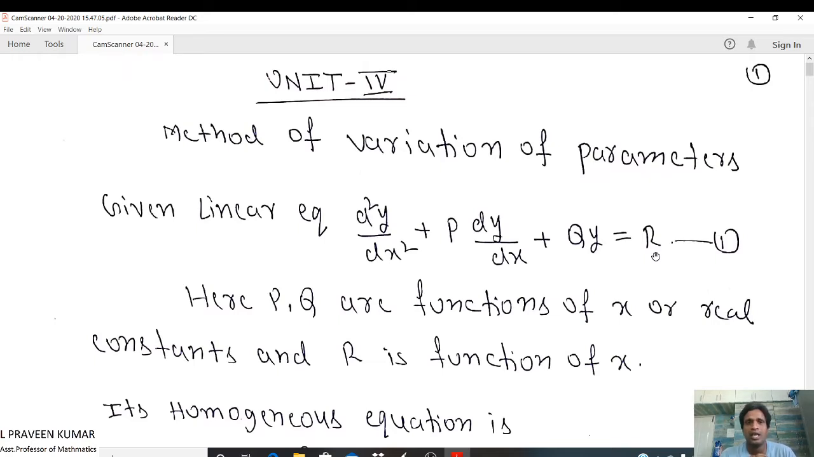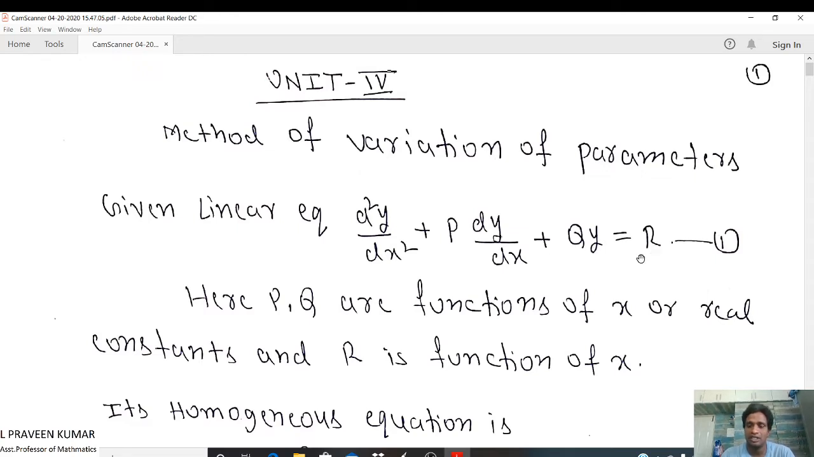Today we discuss the problems related to variation of parameters. Yesterday what we did, once again I am recalling. The differential equation of this type, d square y by dx square plus p dy by dx plus qy is equal to r.